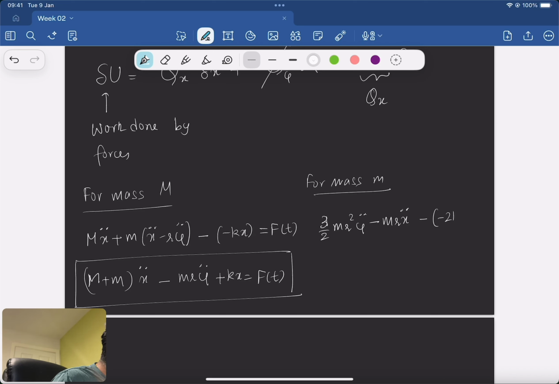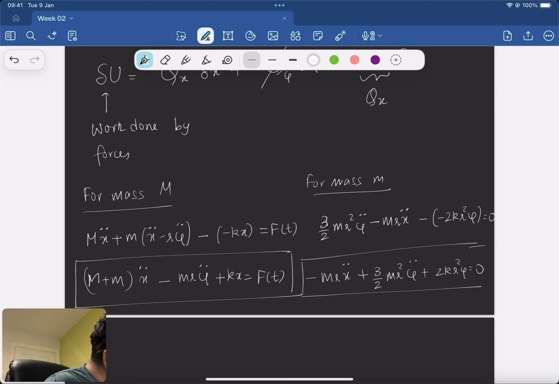So I got this correct here, but I missed it when I was writing previously. Minus 2k r square phi equal to 0. So there's no force acting in the phi direction. So if I rewrite this, mr x double dot plus 3 by 2 m r square phi double dot plus 2k r square phi equal to 0. Okay. So these are the two equations of motion that we get.